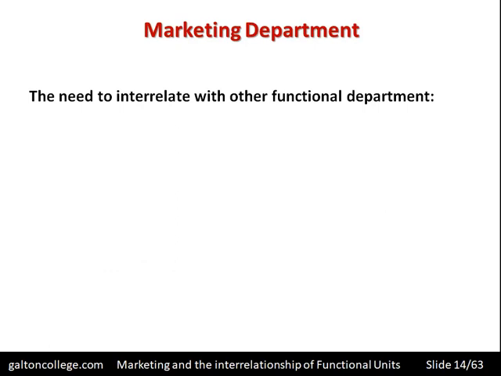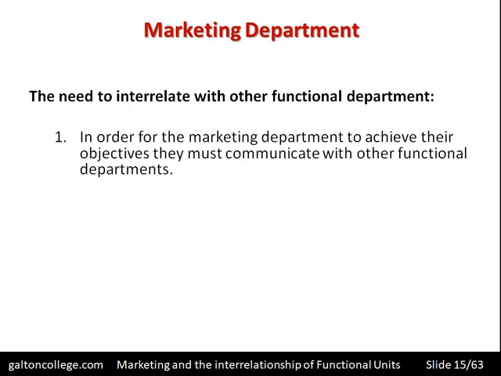The need to interrelate with functional departments. Well, the marketing department has a particular onus, as I said earlier, to cut across all of the various departments and have linkages with all of them. So in order for the marketing department to achieve their objectives, they must communicate with other functional departments. They must know what the other departments think. They must know what their priorities are, what they're planning, what's in the pipeline. So they must be aware of what's happening within the organization. So they must have good channels of communications internally within the business, so they know exactly what's happening within the business.